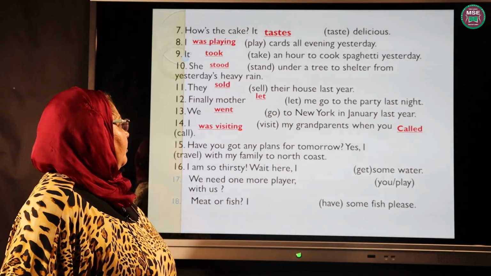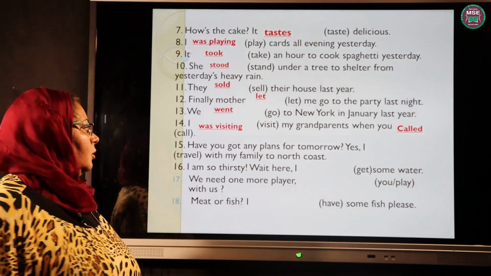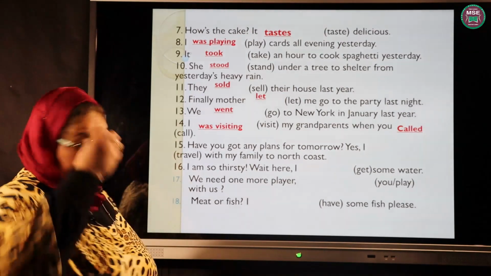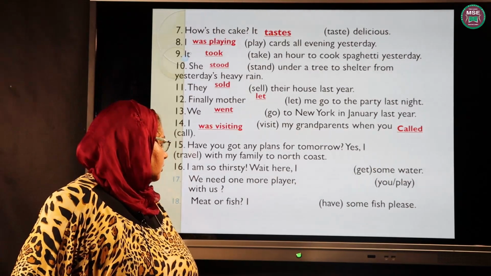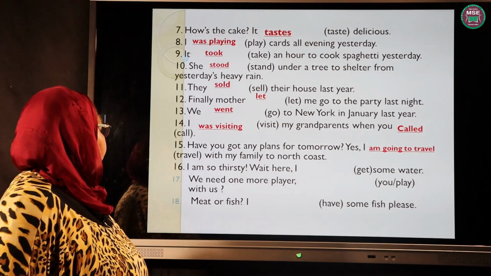Here we are talking about plans for tomorrow, for the future. Okay, which tense am I going to use here? I am going to travel with my family.